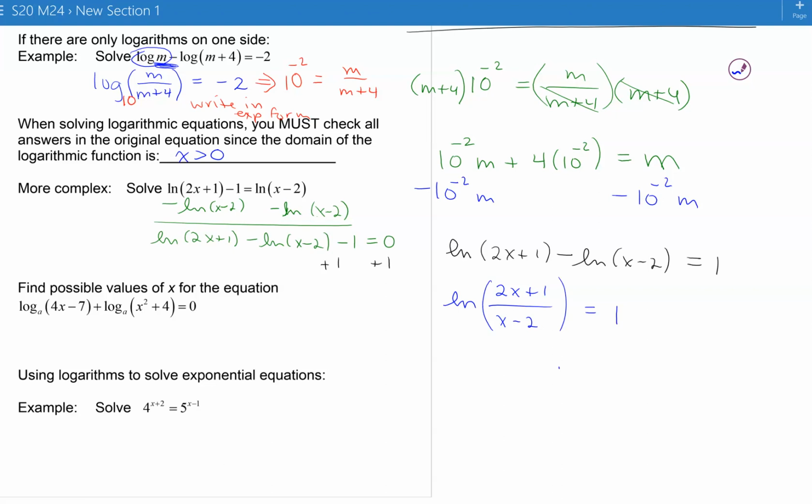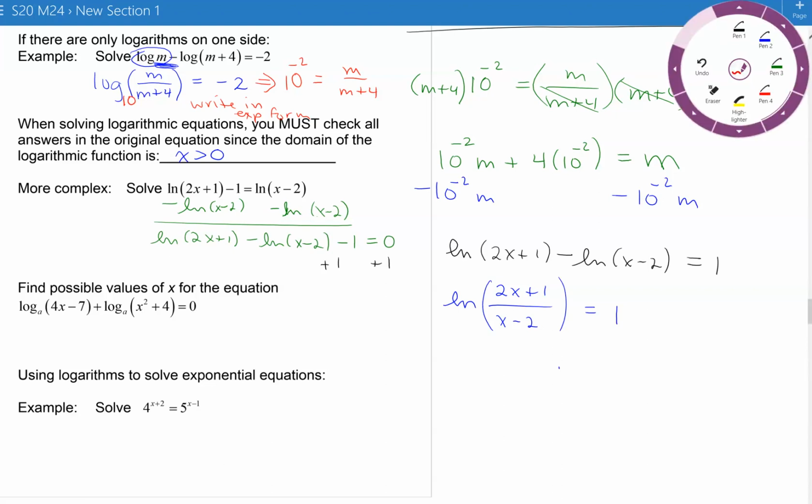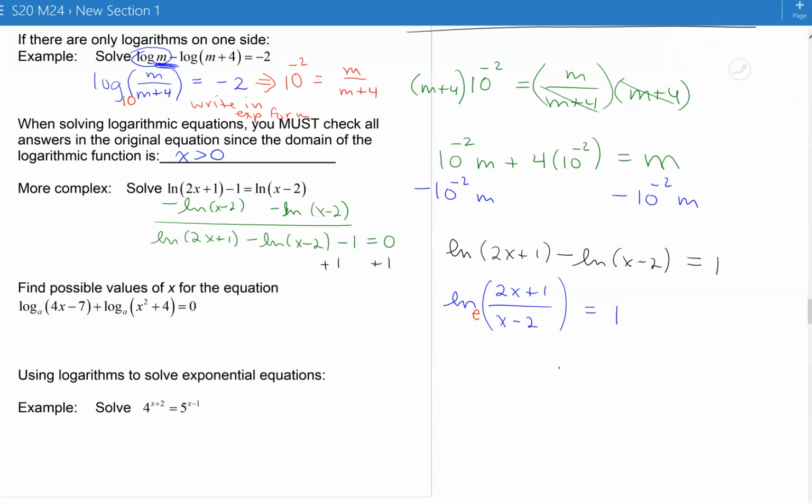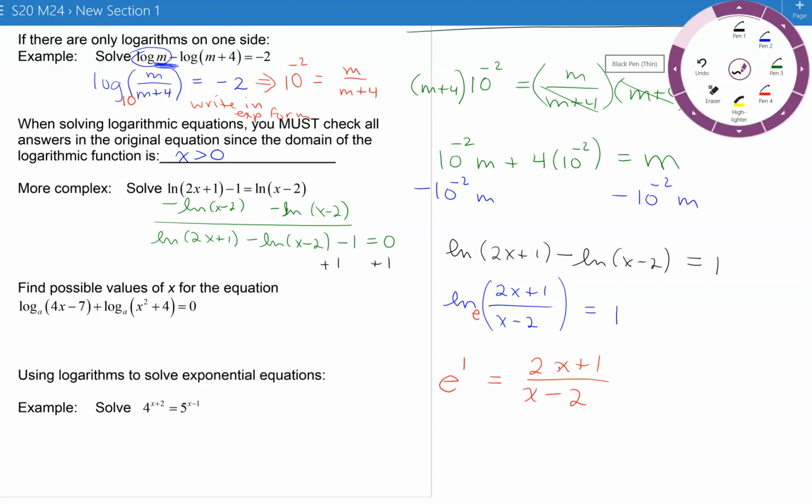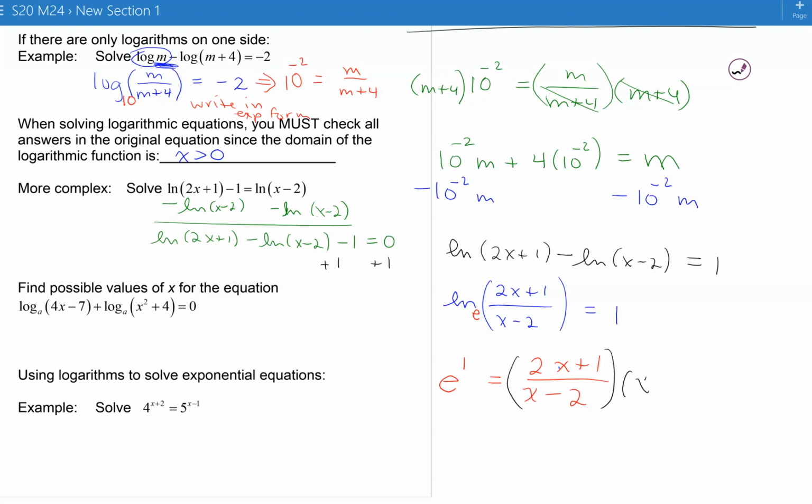And then it's the natural log. So you don't see a base, but you know the base is e. So write it in exponential form. e to the 1 equals 2x plus 1 over x minus 2. And then what I want to solve for is in the denominator. So I'm going to multiply by x minus 2.